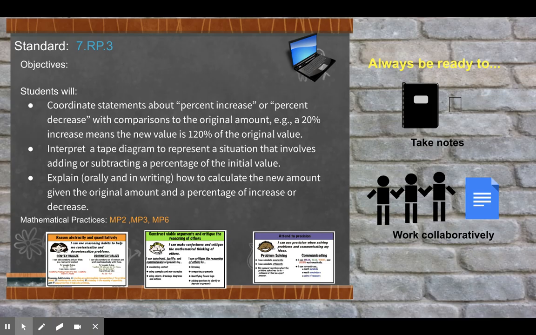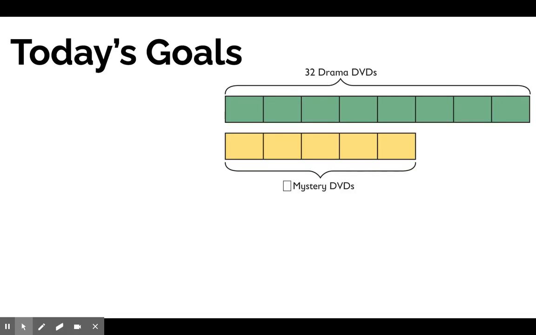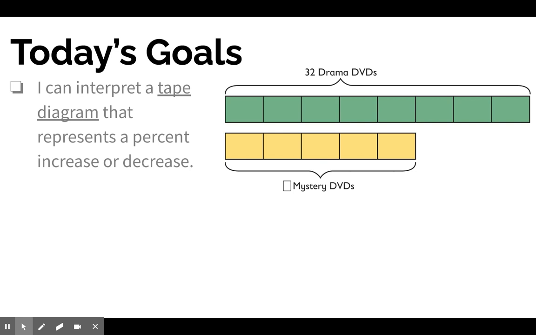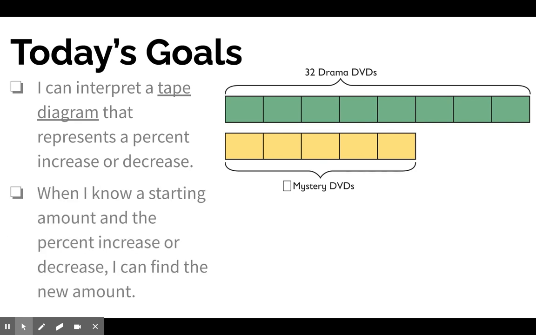Okay, let's keep moving. So our goals for today are that we want to be able to interpret a tape diagram. That's one key vocabulary term that represents a percent increase or decrease. And when I know a starting amount and the percent increase or decrease, we want to be able to find what the new amount is going to be. So let's go ahead and dive right into our work.